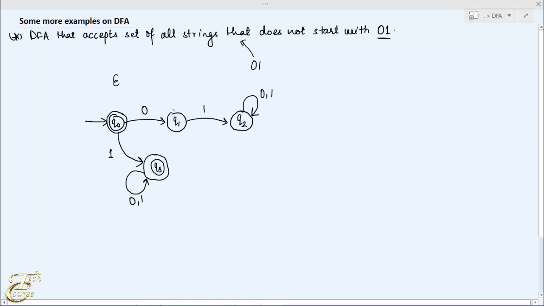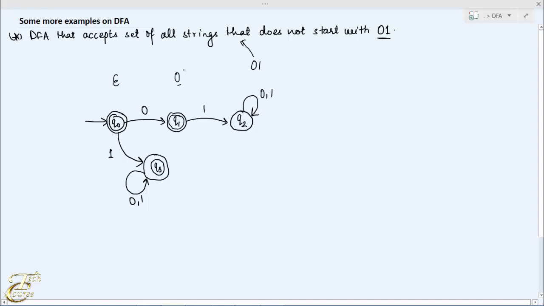Similarly, when the machine is in the q1 state, it reaches there from q0 by reading this 0 symbol. Therefore, this q1 state represents the string 0. This string 0 also belongs to this language. Therefore, it should be accepted. So here we make this q1 state an accepting state.